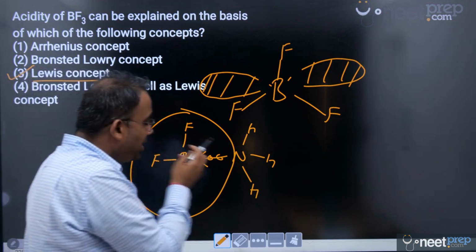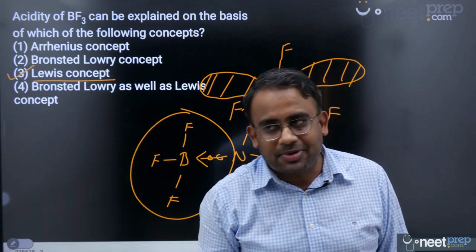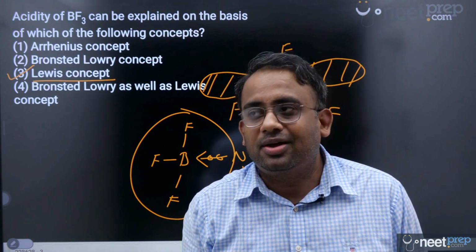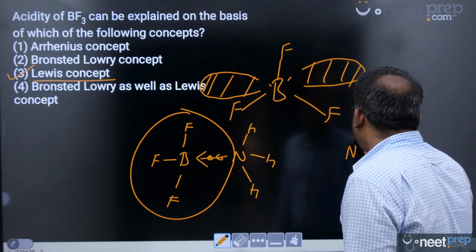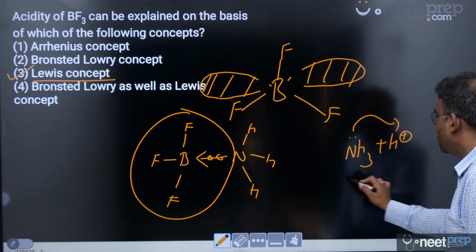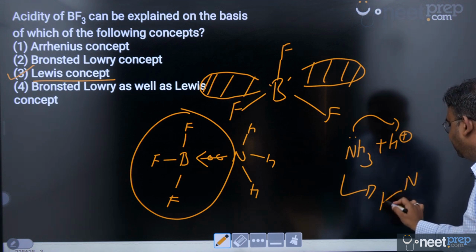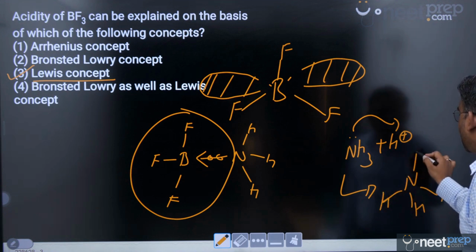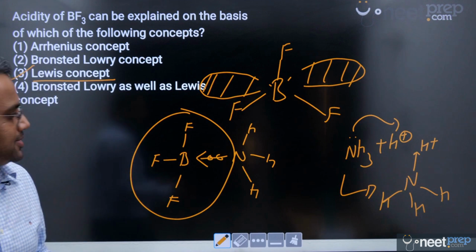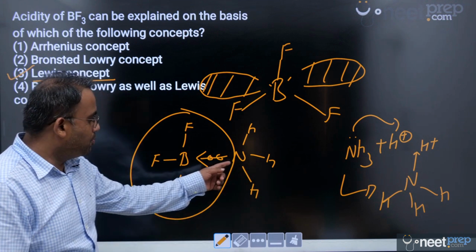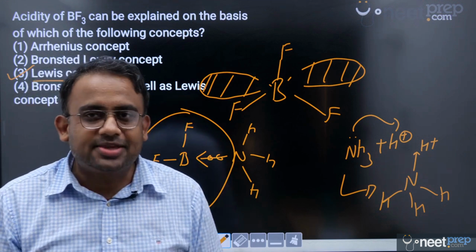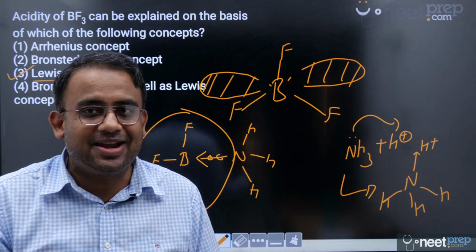Let me give some more information. As far as Bronsted-Lowry concept is concerned, a base is a substance which is an H plus acceptor. So ammonia is also an H plus acceptor. Why so? Because if it does so, then it will be able to convert its lone pair into bond pair. So essentially a Bronsted-Lowry base should have a lone pair over it. So ammonia has a lone pair, it can accept H plus ion, it is a Bronsted base.